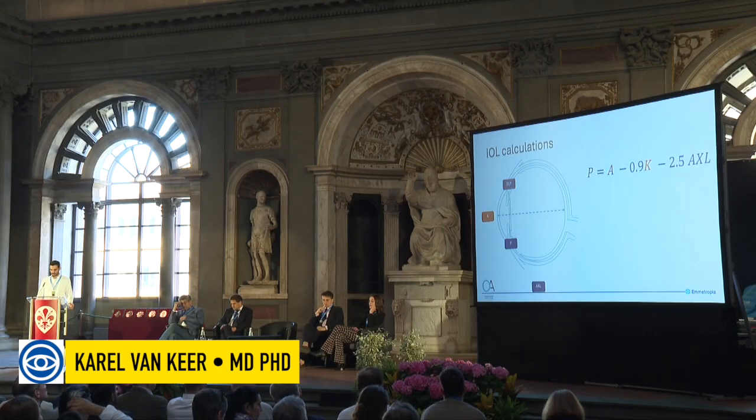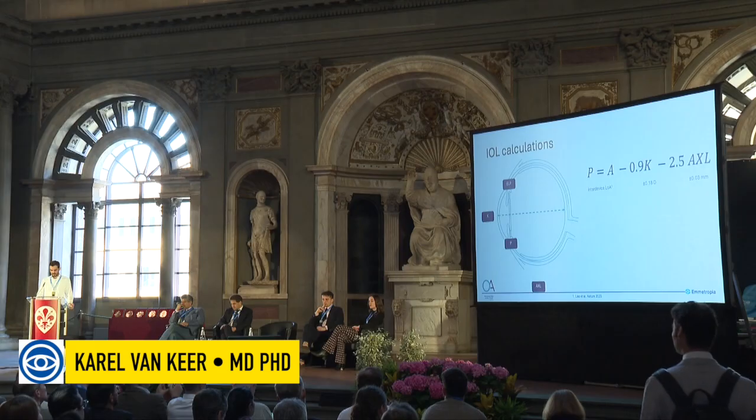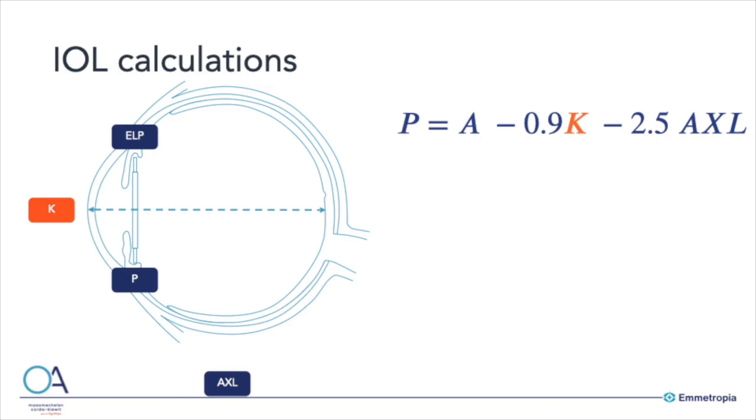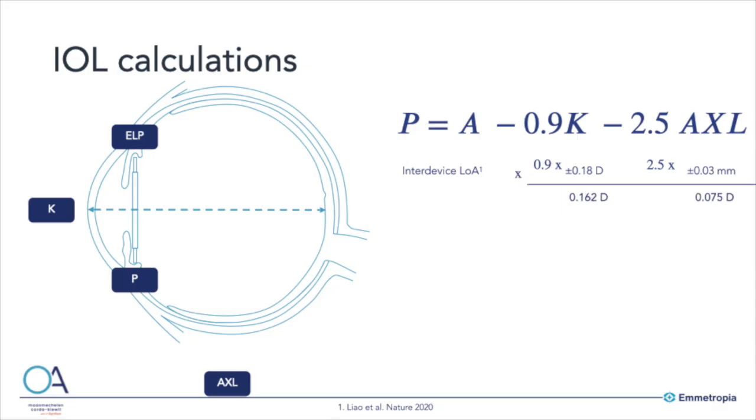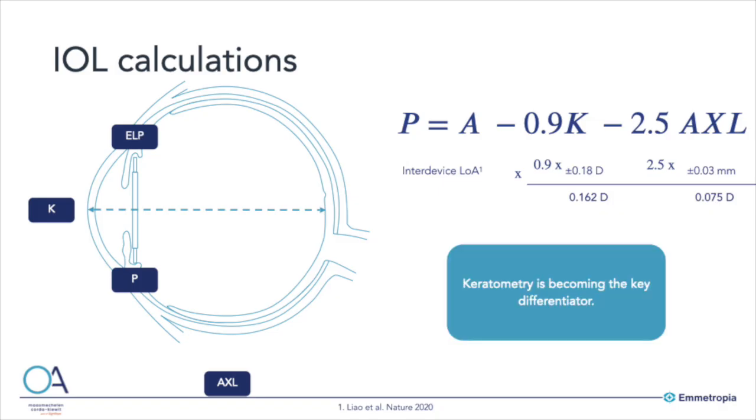And then the keratometry, which although it only has a coefficient of 0.9, if we look at the difference between devices, we see that for axial length, the agreement between devices is very, very high. In this study, 0.03 millimeters. But the difference between devices on K readings is much higher, 0.18 diopters in this particular study. So even though the coefficient of the axial length is much higher, in practice, keratometry is where the difference is made between devices.